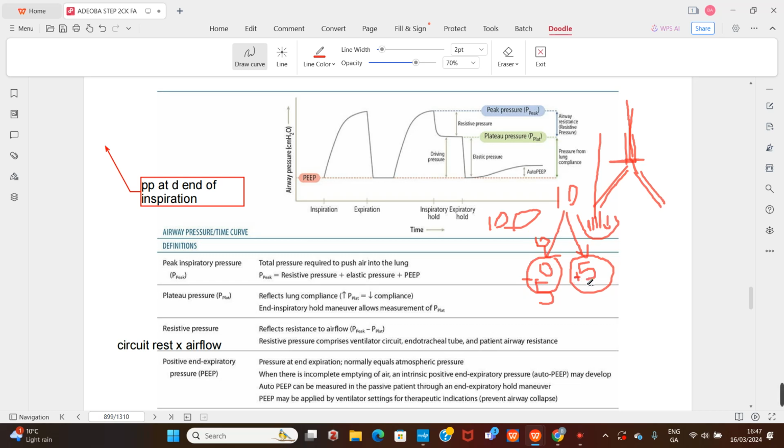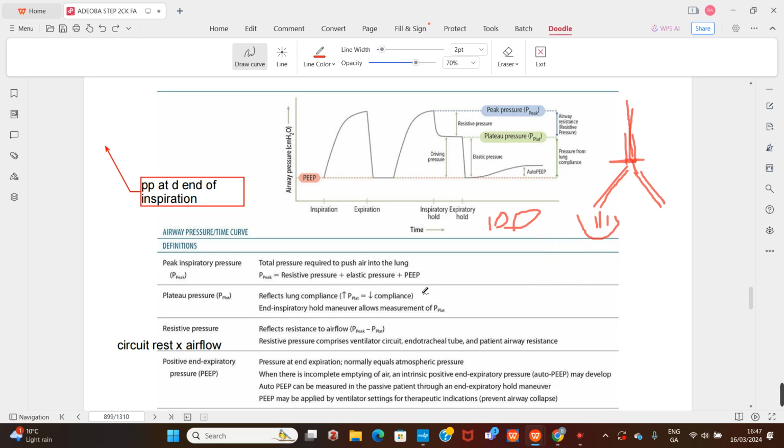But when it's +5, you know that I have to factor in this +5. You know that I have to add +5 to this 10, so it will be like 15. So that is exactly what we are doing. So the higher the PEEP, the more pressure you are going to deliver. Sorry, this stuff is messy.